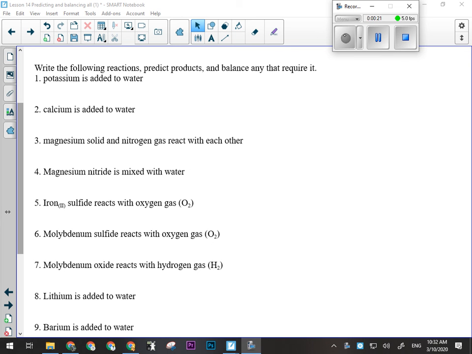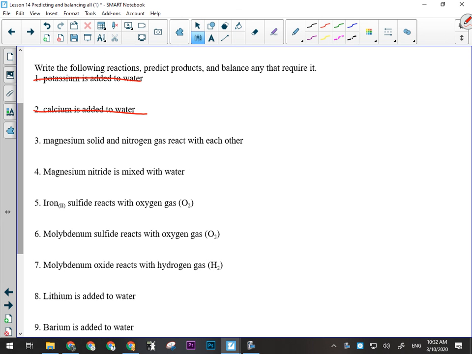So what I would like you guys to do is not do 1 or 2, but I would like you to try 3, 4, 5, and 6. Okay, 3, 4, 5, and 6. Write them out in formula form, balance. So you're writing out the reactants, predicting the products, and balancing. Right now, but the difference is now you're getting it in word form.